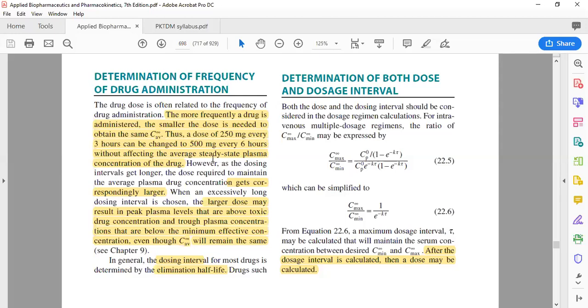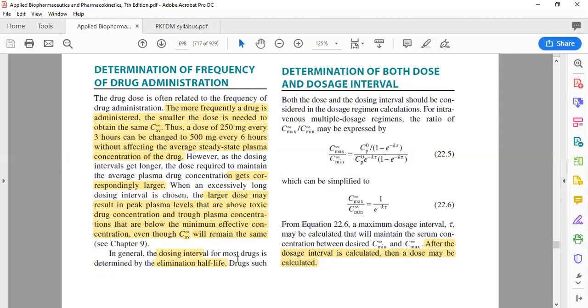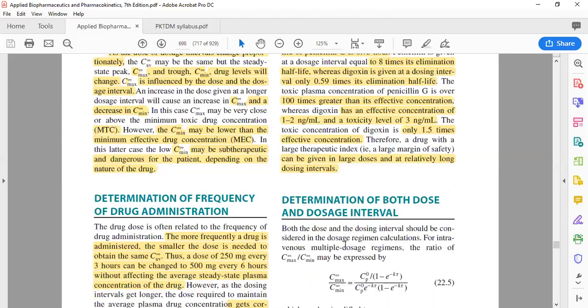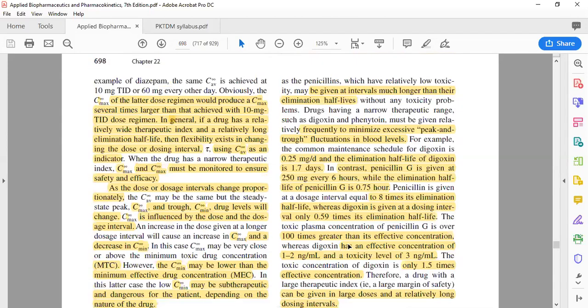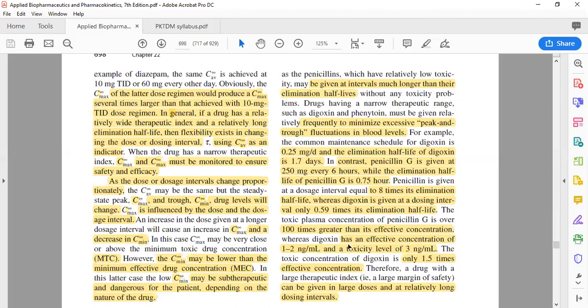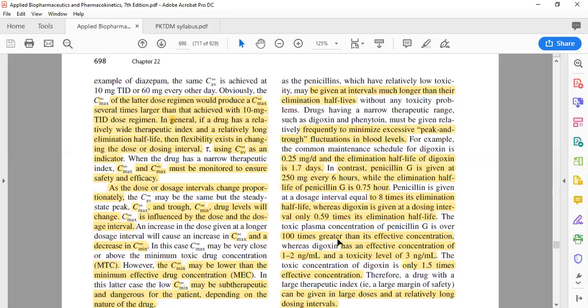So if you are manipulating this, you have to keep it in mind. That is why we said C minimum and C maximum are not good parameters to look at, but C average can be. So in general, the dosing interval for most drugs is determined by elimination half-life, which we already discussed. We'll see the example of penicillin and digoxin here.